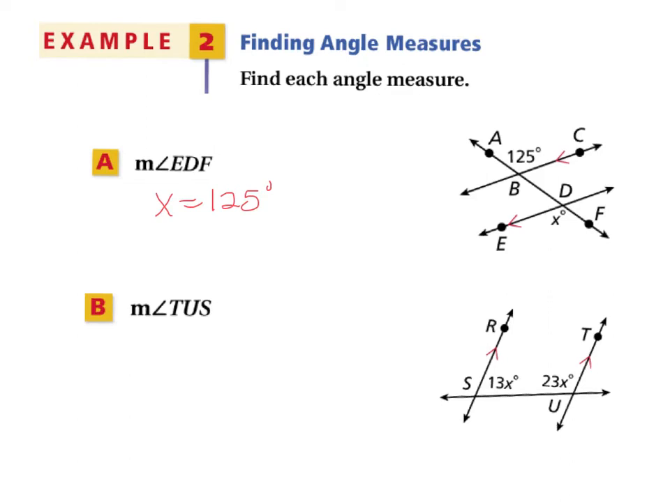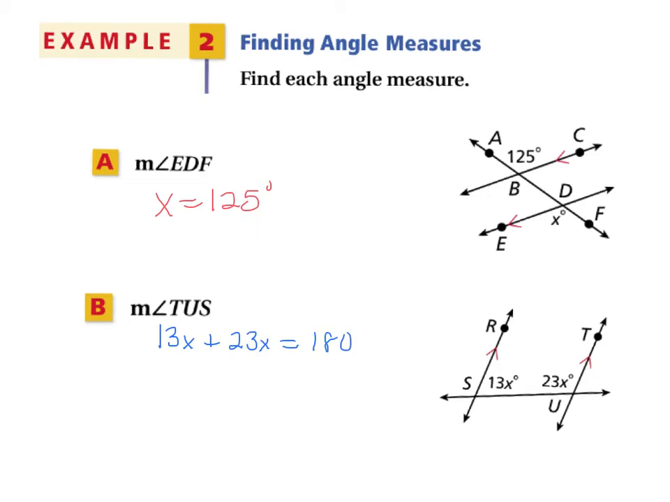In B, we want to find the measure of angle TUS. So TUS is the measure of angle, well, what is right now 23x degrees. What kind of angles are these? They're same side interior. We know that same side interior says that those two angles are supplementary. Now we can write this because of the same side interior angles theorem.